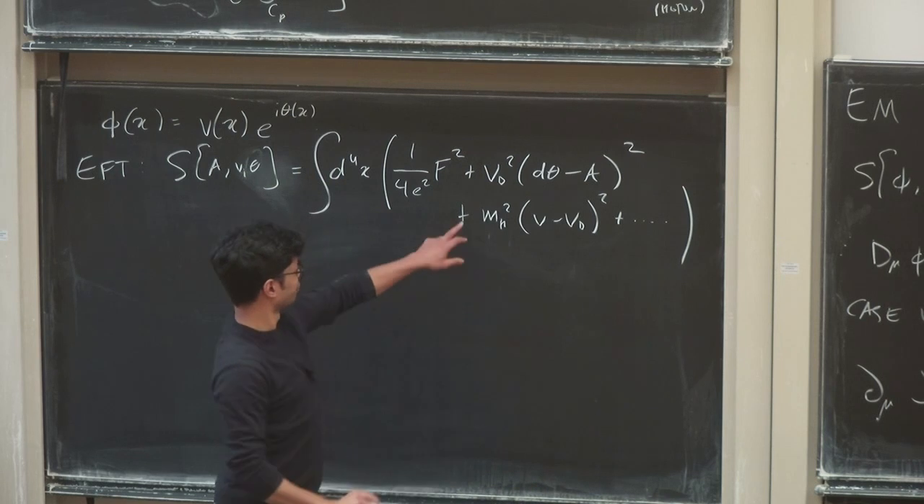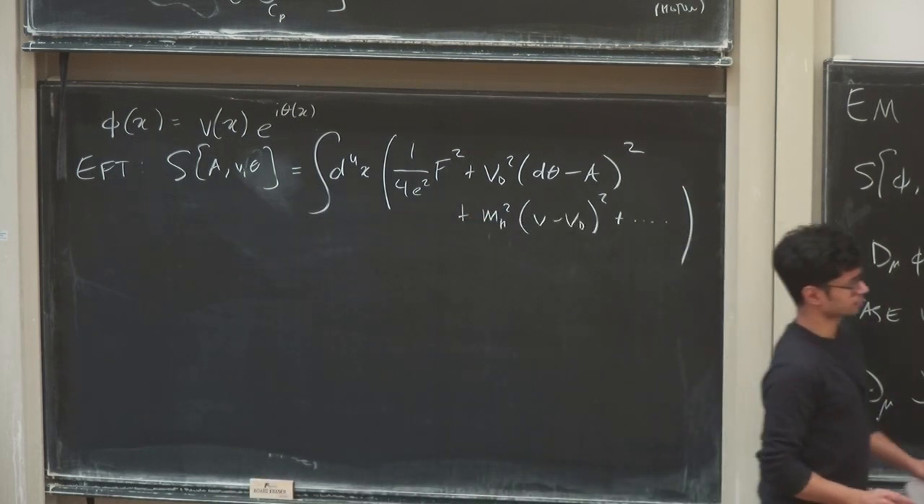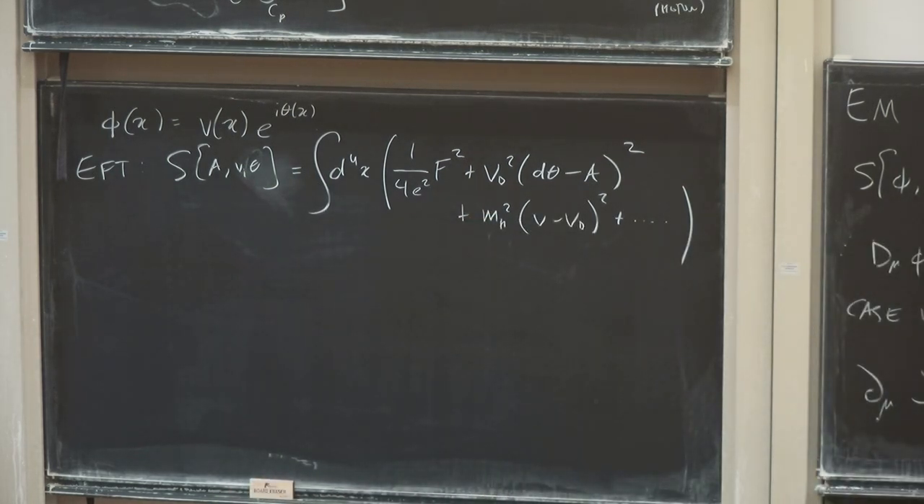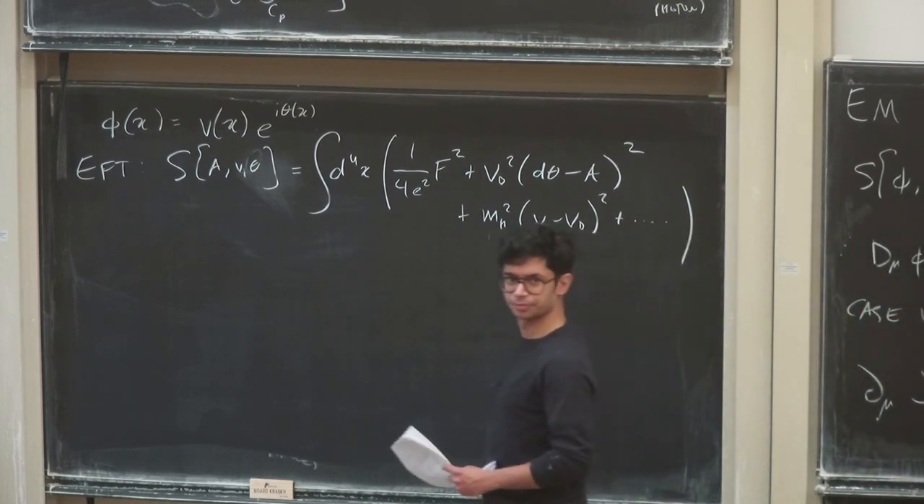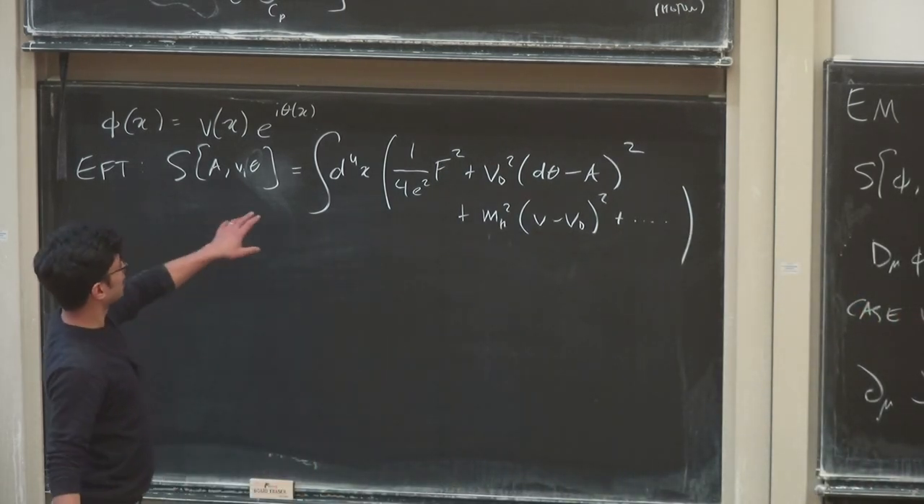Okay. Here, V naught is this distance. It's the bottom of the potential. Okay. That's what V naught means. It's the value of phi that minimizes the potential. Okay. So how did I get this?